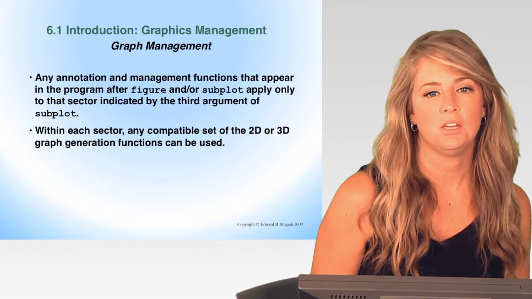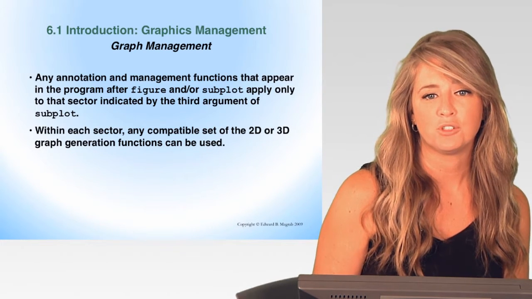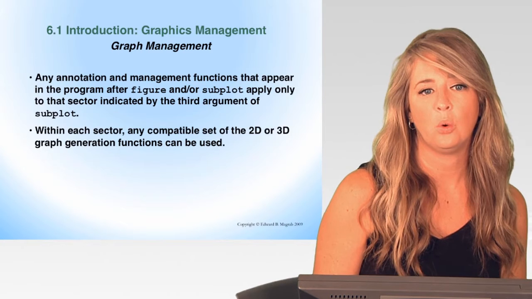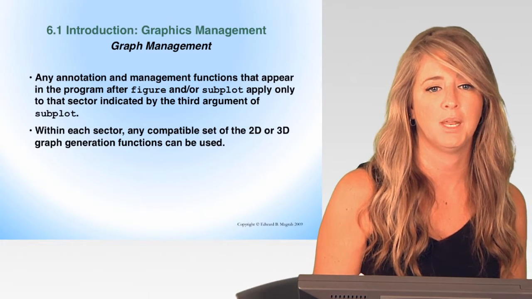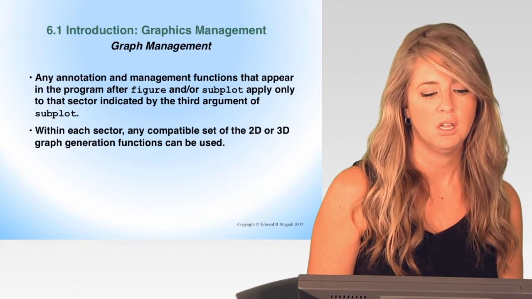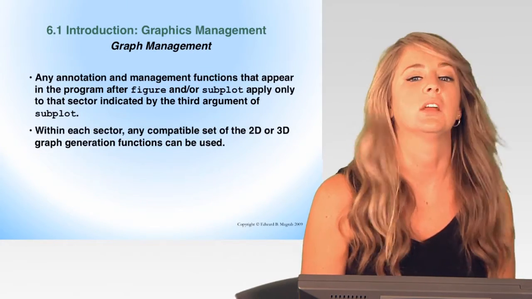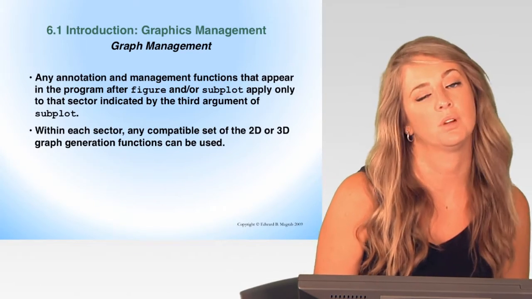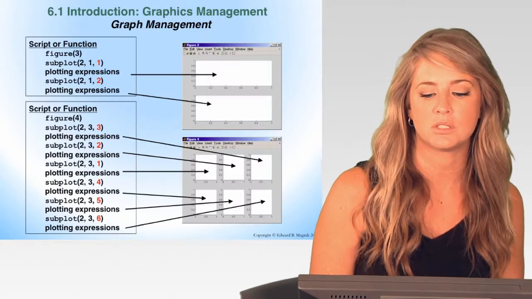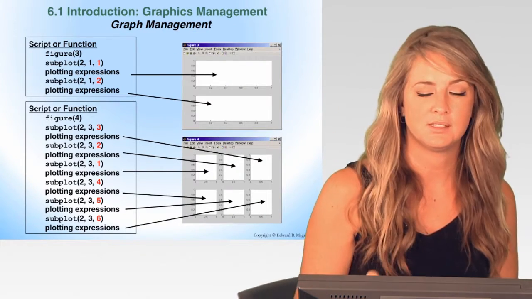Any annotation and management functions that appear in the program after figure and or subplot only apply to that sector indicated by the third argument of that subplot function. In this case, we're referring to that K value. Within each sector, any compatible set of 2D or 3D graph generation functions can be used. So this gives you an example here of what it looks like when you use that subplot command.